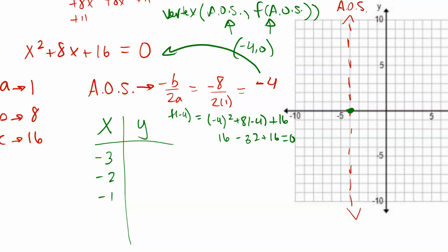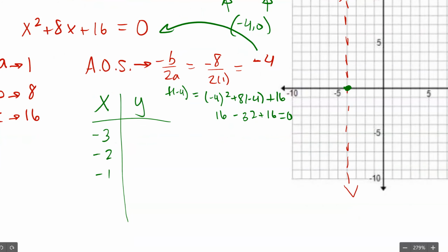Wait, so how many zeros, how many solutions, how many roots do we have here? Do we know? There's only going to be one. Because remember, our vertex is either our maximum, upside down u, or a minimum, a u. And since the vertex is on the x-axis, I'm only going to be touching the x-axis once. Our graph's either going to look like this, or it's going to look like that. So we already know the solution to the 0, but now we just have to finish graphing.